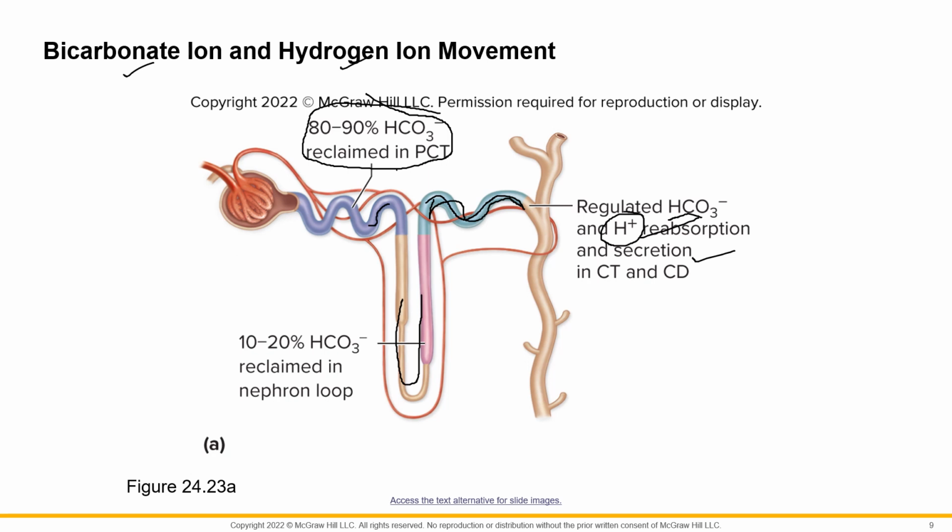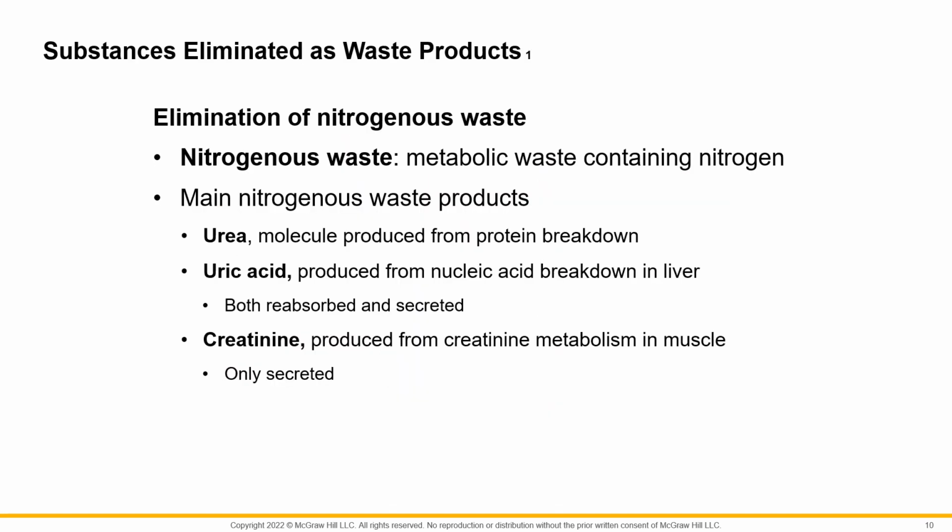That depends on what the acid profile or the pH of the filtrate is at that point. So if your urine is too alkaline, HCO3 is reabsorbed, making it more acidic. If your urine is too acidic, then H plus is reabsorbed, making it less acidic, if that makes sense.